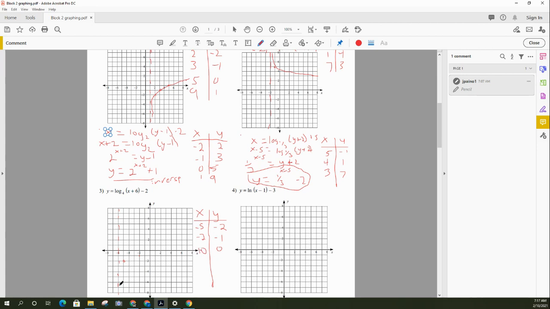Okay, so we draw our graph. And it looks something like that. Domain, again, will be from -6 to infinity. All real numbers greater than -6, and our range is all real numbers.